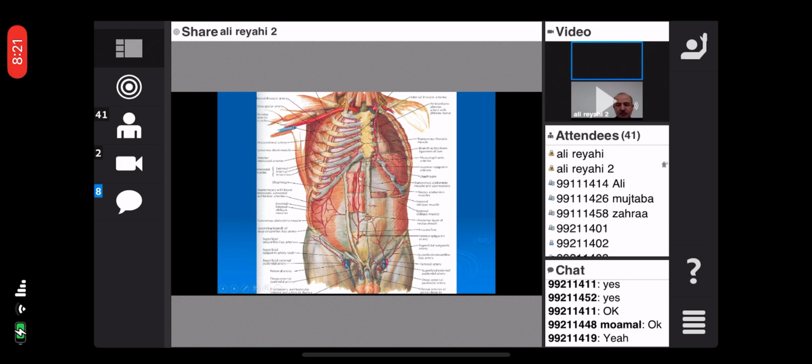Finally, the superior epigastric artery joins the inferior epigastric artery around the umbilicus. The inferior epigastric artery is a branch of the external iliac artery. You can see these arteries, okay?